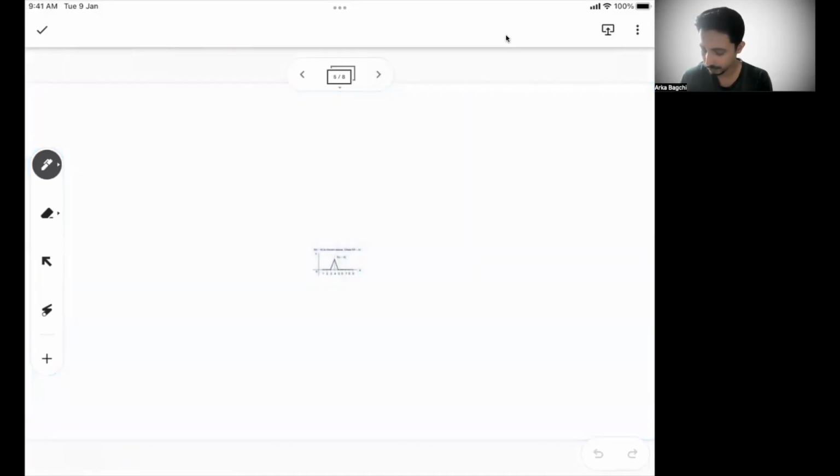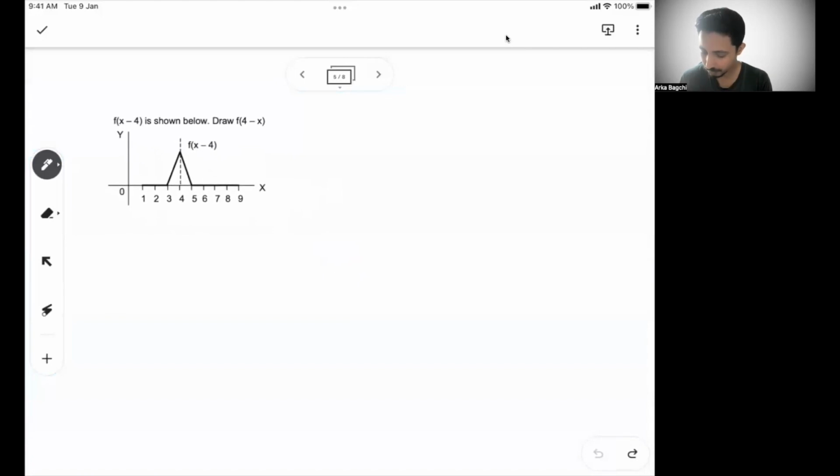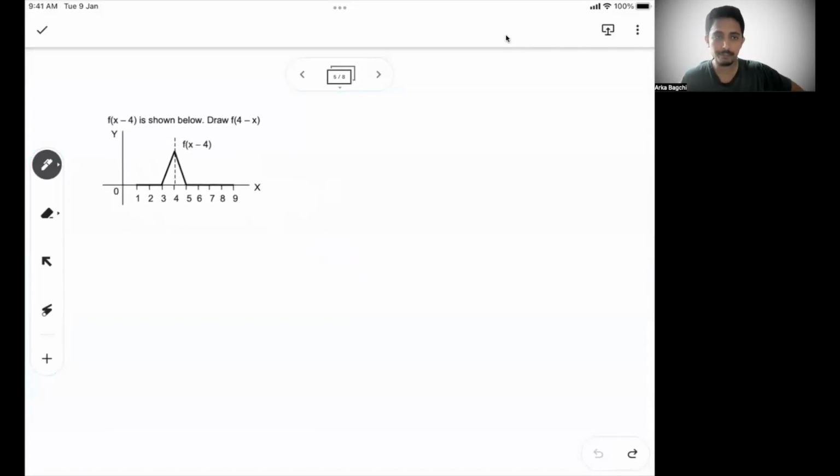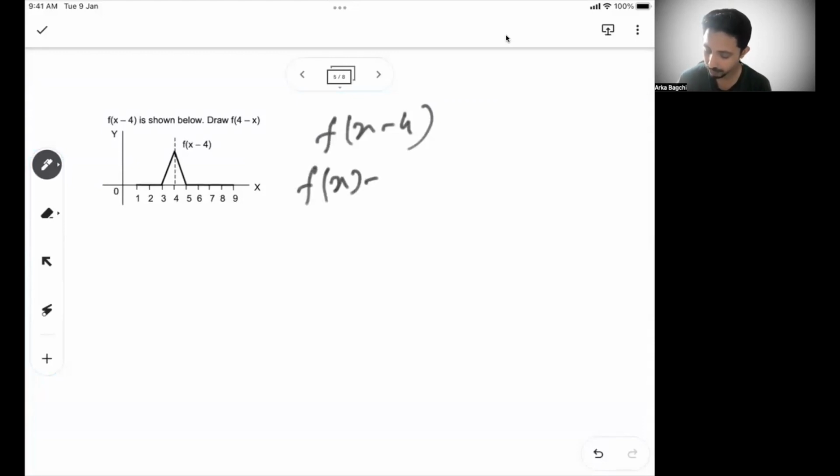Okay. Let's move on to the next problem. Now, if you see this problem, f of x minus 4 is given. Now, if you recall what we said, there is something called an even function and an odd function. What is an even function? An even function is f of x equal to f of minus x. So this is called an even function.